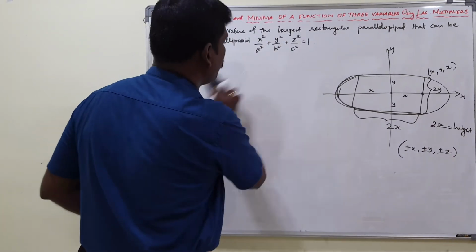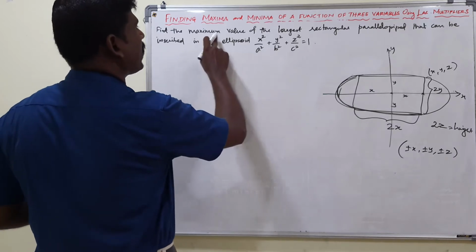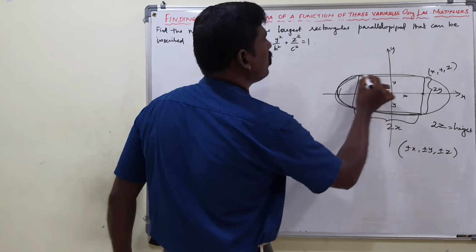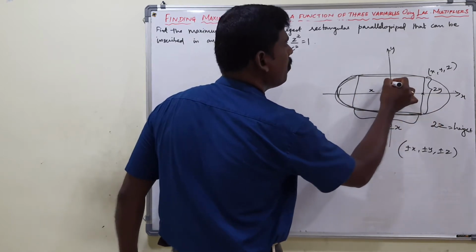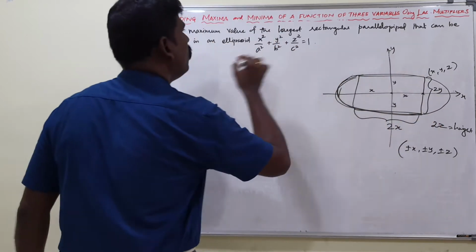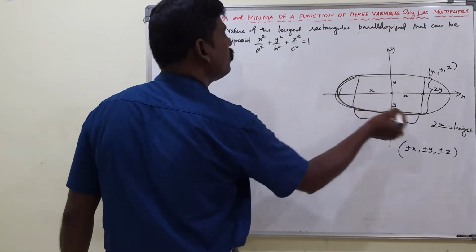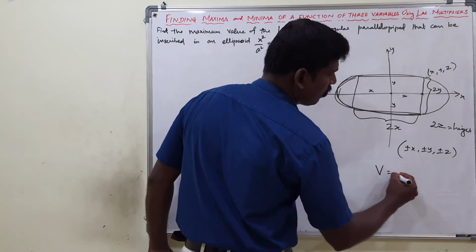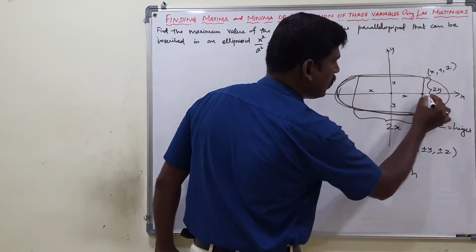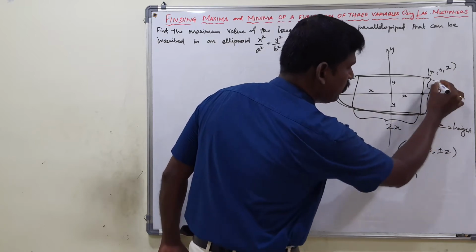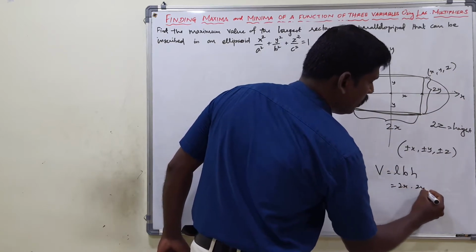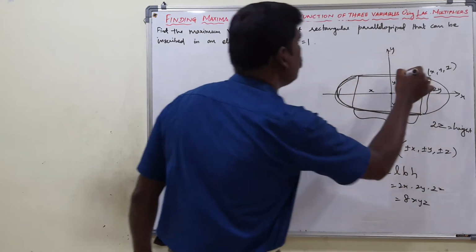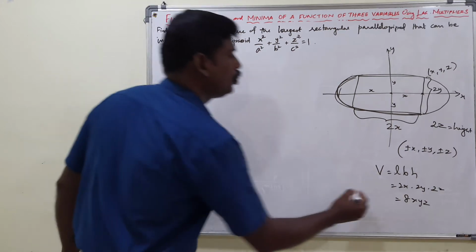Now, what am I going to prove? We want to find the largest rectangular parallelepiped, so the volume of the rectangular parallelepiped should be maximum. What is the volume? Volume is equal to L into B into H, isn't it? Here L, the length, is 2x, breadth is 2y, so 2x into 2y into 2z. So 8xyz is the volume of this parallelepiped. Okay, so this should be maximum.